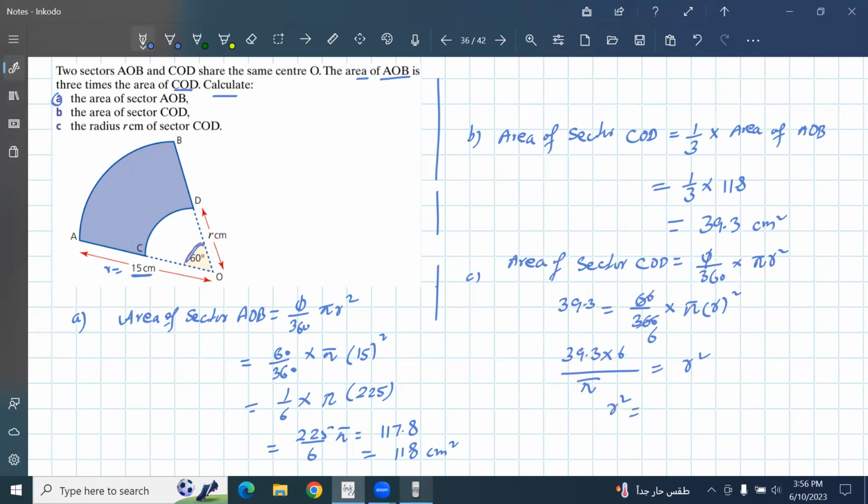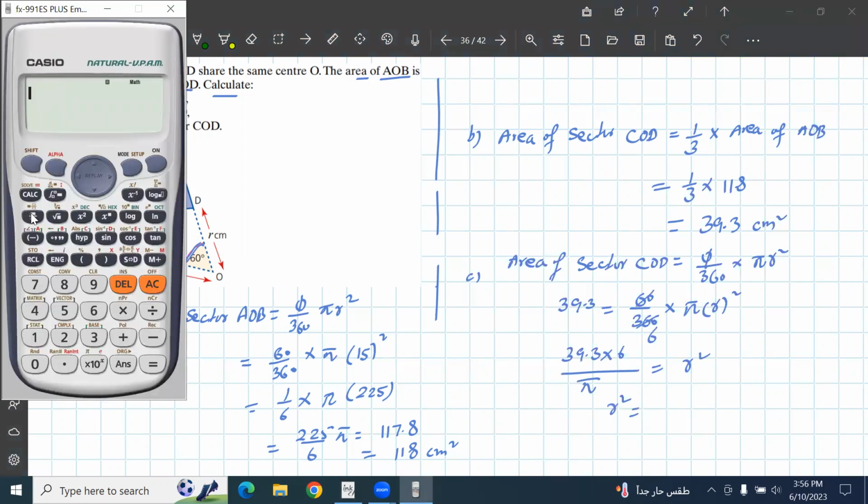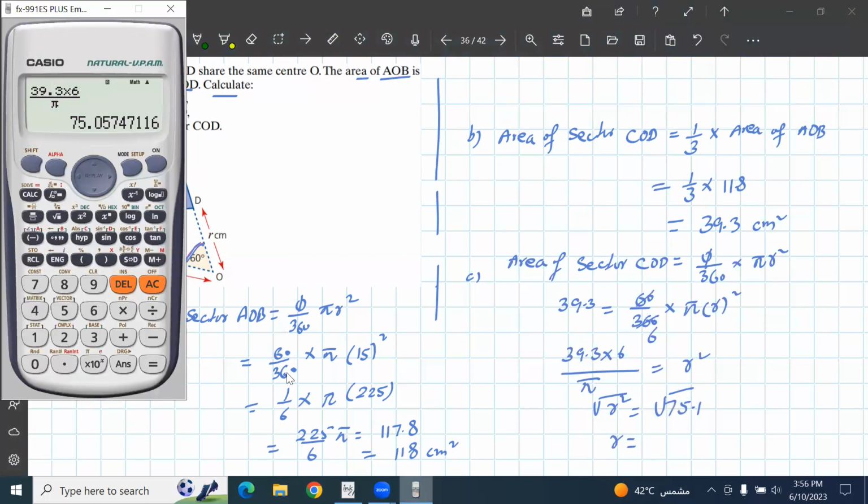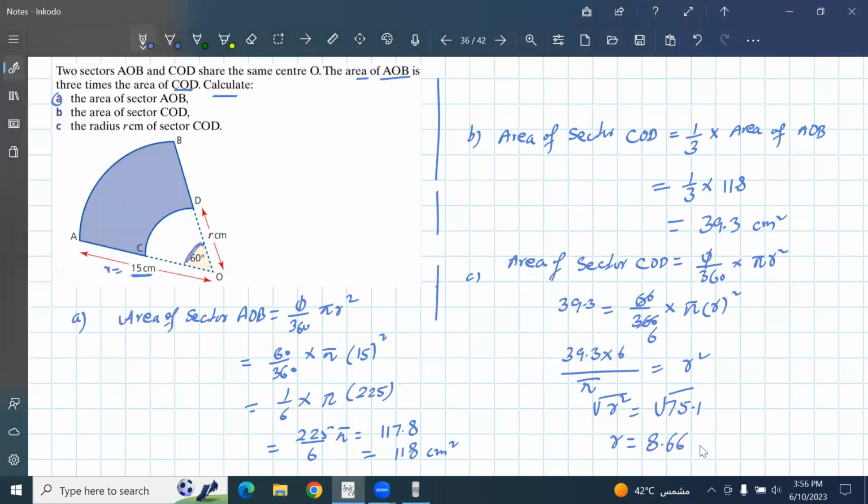If you check in the calculator, 39.3 multiplied by 6 divided by shift pi gives me 75.1. And if we take the square root of both sides, r would be the square root of the answer, which gives me 8.66. So 8.66 centimeter is the required radius.